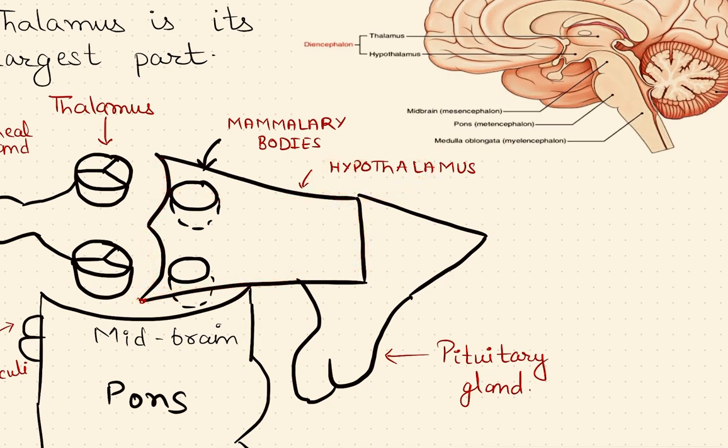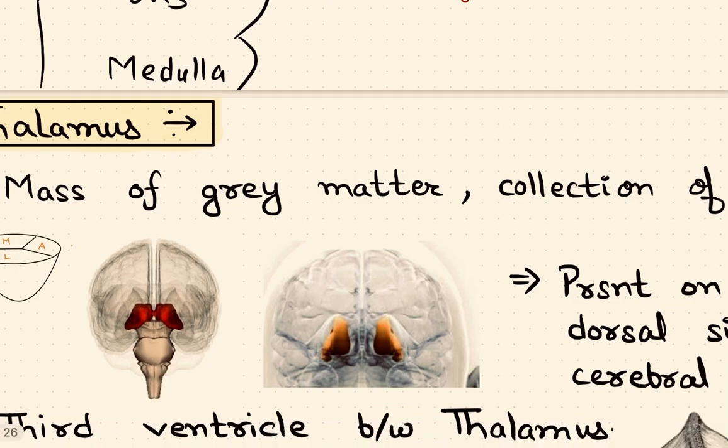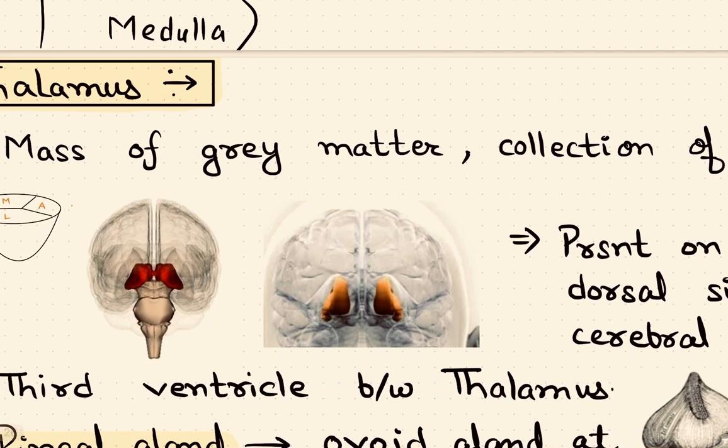And beneath this, we find the pituitary gland connected to the hypothalamus via infundibulum, and this infundibulum is connected to the hypothalamus via tuber cinereum. Then we have midbrain, pons, medulla. You can also say that pineal gland is between the thalamus and the superior colliculi. So let's study thalamus first.